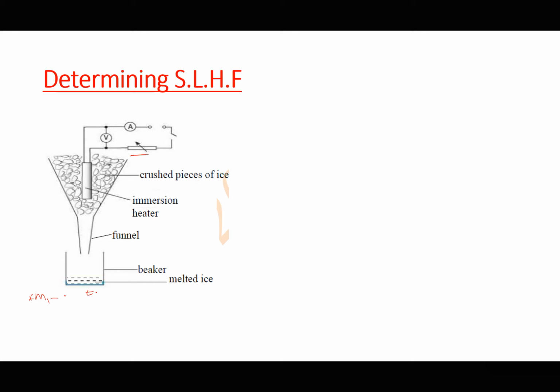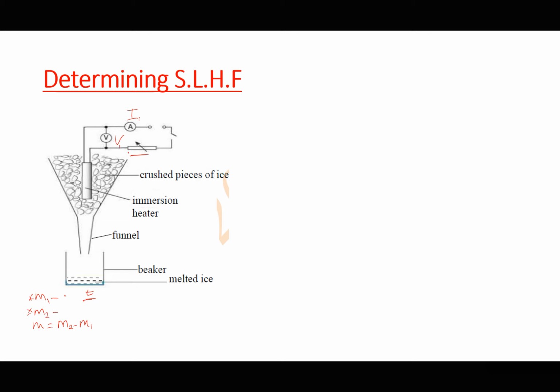So we shall now measure the mass M2 of the melted ice in the beaker. First of all, we get the new mass of the beaker with the melted ice. And now the mass of melted ice will be M2 minus M1, after a certain time t. Remember, the heater is switched on for that time t, so there is a current and a voltage. I'll call this one I1 and this one V1 maybe.